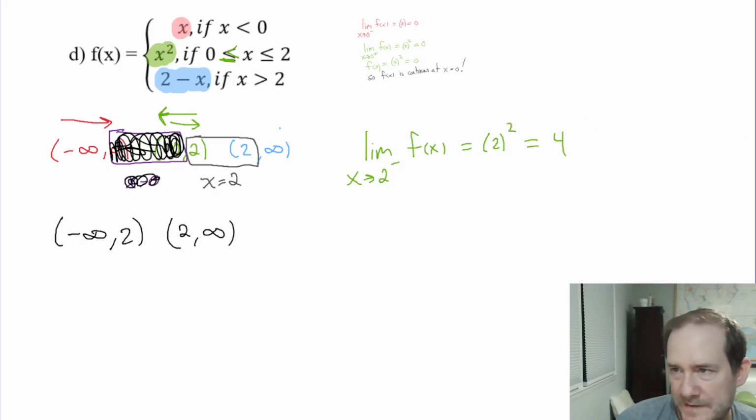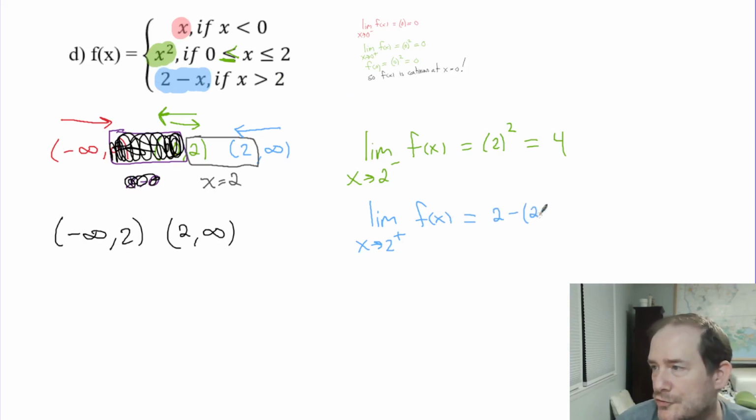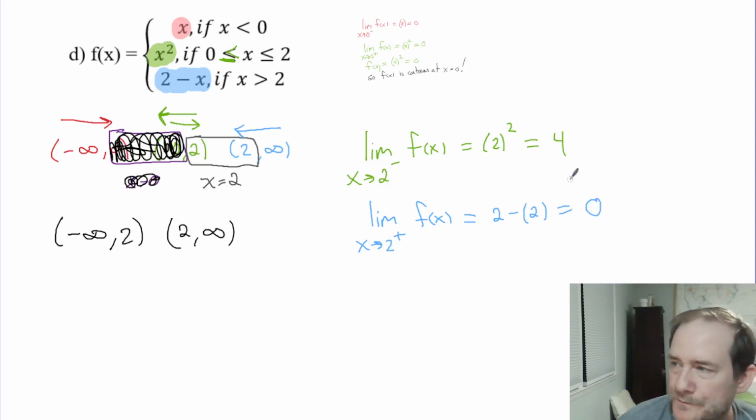Now my right-hand limit as I approach 2, well, that's now coming from the blue interval, so I'm using the blue expression. And the limit as x approaches 2 from the right of the function called f of x is going to be 2 minus x. So that's 2 minus, well, 2. And 2 minus 2 is 0. That's not 4, so we're not continuous at 2, that's for sure.